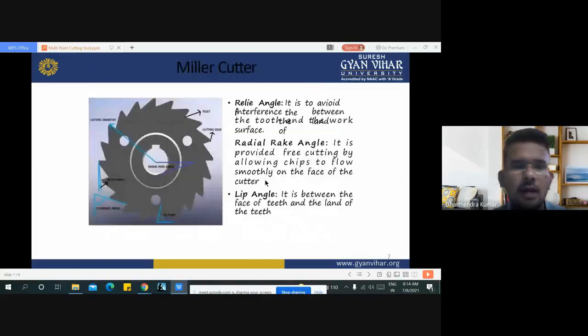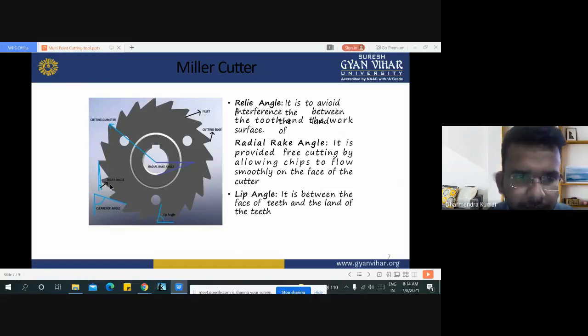This is the diagram of a milling cutter. Here you can see many cutting edges. These all are the cutting edges. The hollow part or the undercut part is known as fillets.